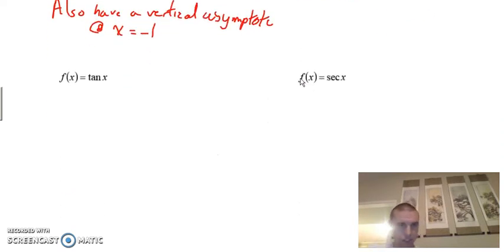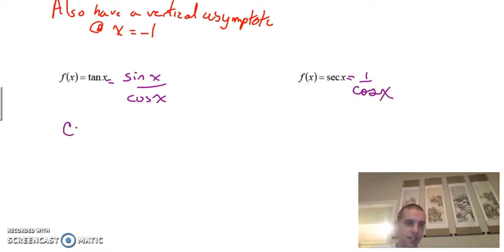I don't know why I haven't changed these two examples. Both of these, if you notice, also equal sine x over cosine x, and this equals 1 over cosine x. So we're going to get the same answer for both of these. But we have to set the denominator equal to 0. And when we do this, we have to go on the unit circle. Where's cosine equal to 0? Well, there and there. Remember, this is the x value.